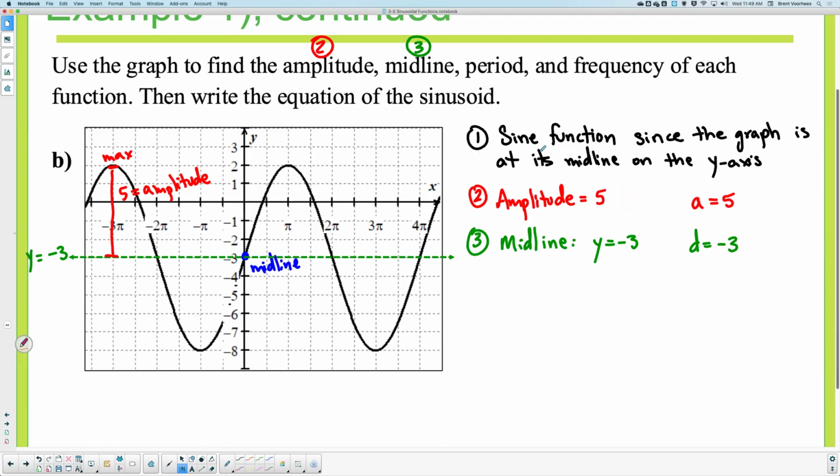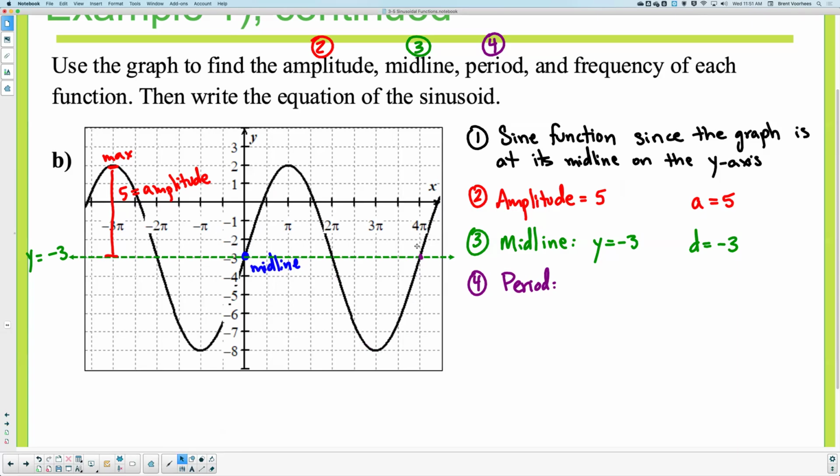Okay, now for the period. What represents the period by picture? A full cycle. So if I started here and I started going, is this one full cycle to this point? Well, no, that's half the cycle. That only includes the maximum. It does not include the minimum. So we need to go all the way to here.